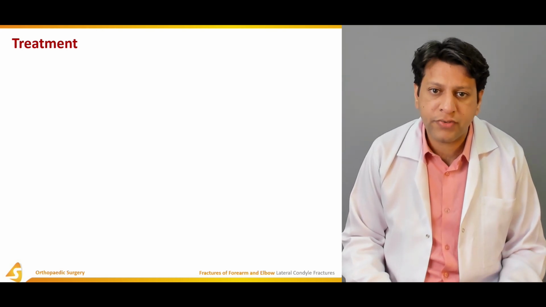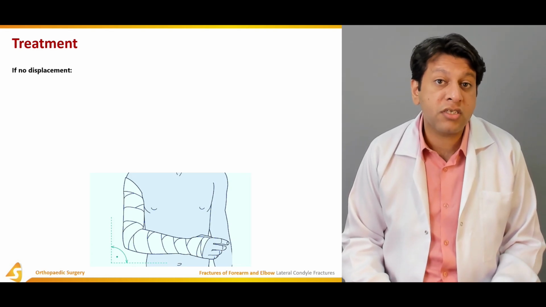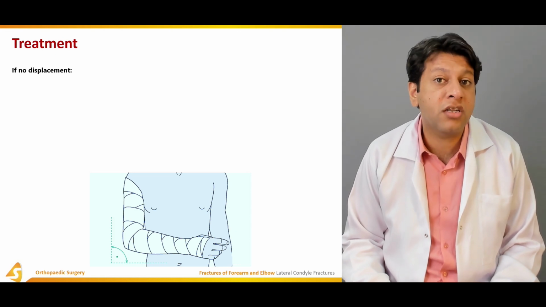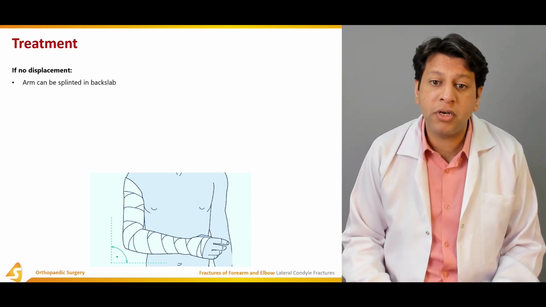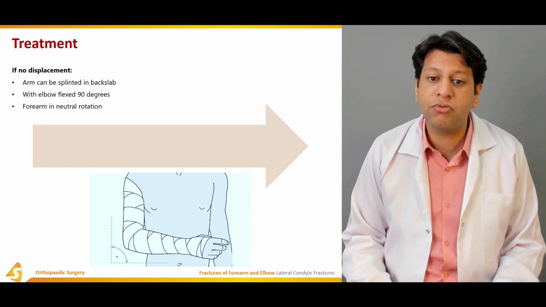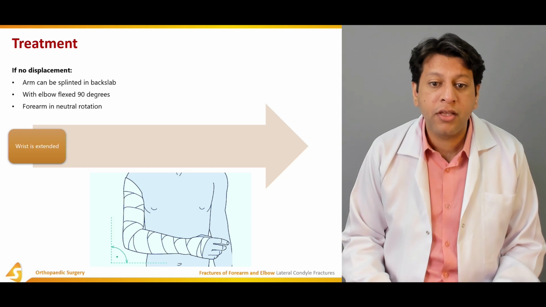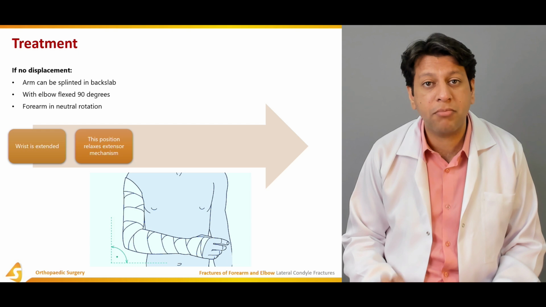it is based not on the Milch classification but on the Weiss classification. As I told you, according to the Weiss et al. classification, type 1 was either non-displaced or less than 2 mm displaced with the cartilaginous hinge intact. If there is no displacement, then we can manage it conservatively. The arm can be splinted in a back slab with the elbow flexed to 90 degrees, the forearm in neutral rotation, and the wrist kept extended. This position relaxes the extensor mechanism.